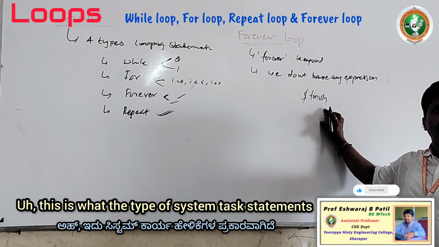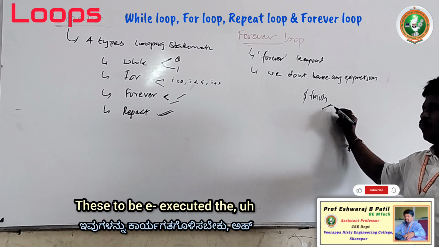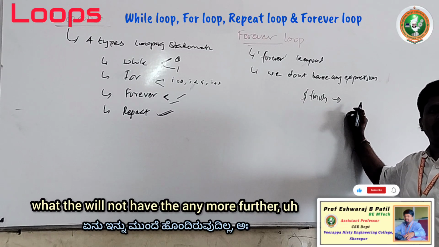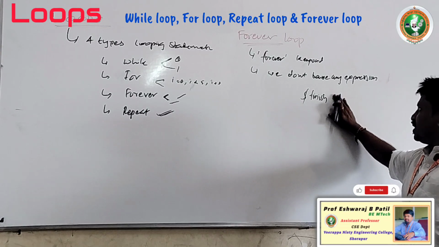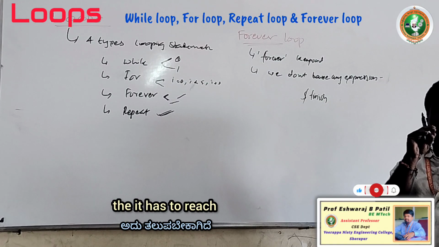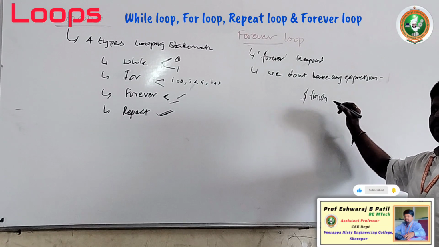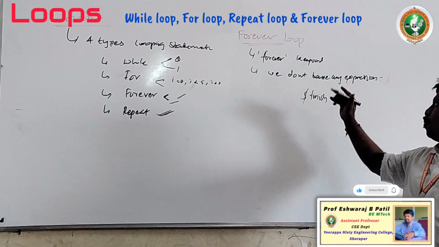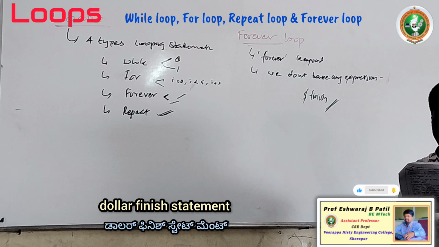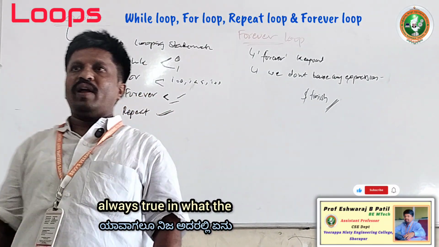This is a type of system task statement. These are system task statements. When executed, it will say that there is no further loop statement here. If the forever loop continues and never reaches a false condition, since we don't have any conditions, I can terminate this forever loop with the help of the dollar finish statement. This is similar to always true in a while statement.